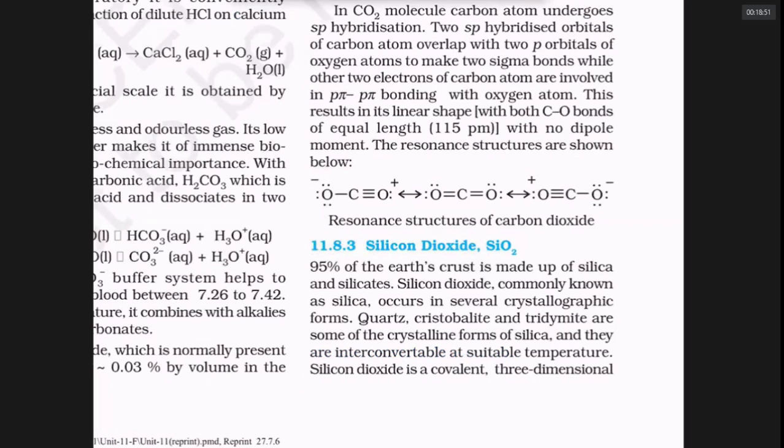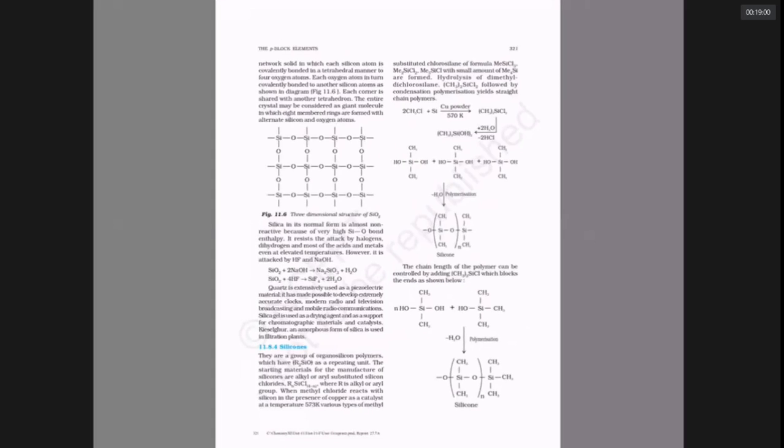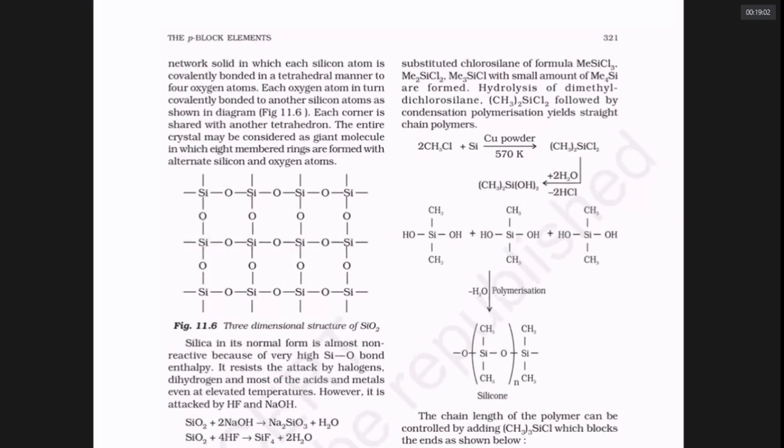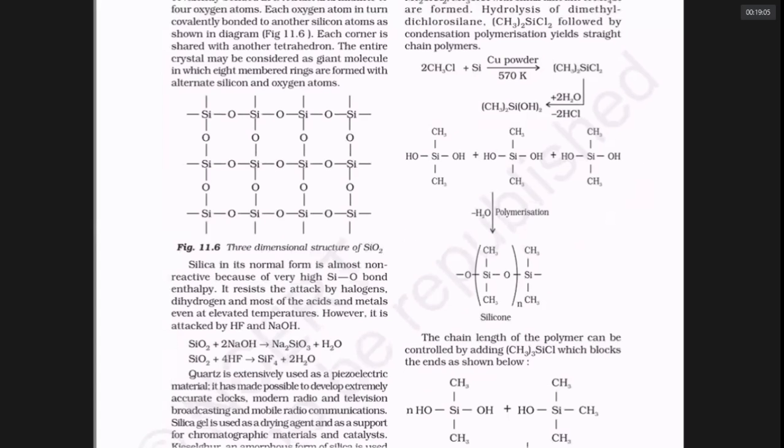SiO2 can be in crystalline forms like quartz, cristobalite, tridymite. It can be like agate, onyx, jasper, or fine powder form. Silicon dioxide is a covalent three-dimensional network solid like this. Sand is acidic but not soluble in water.